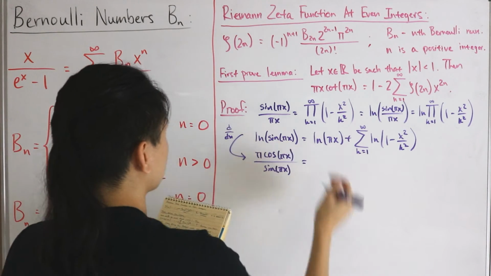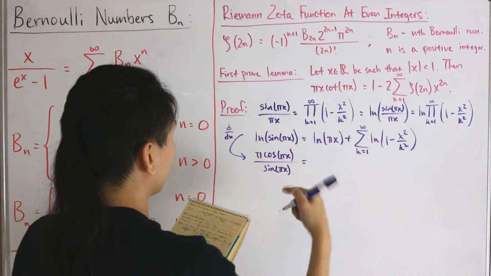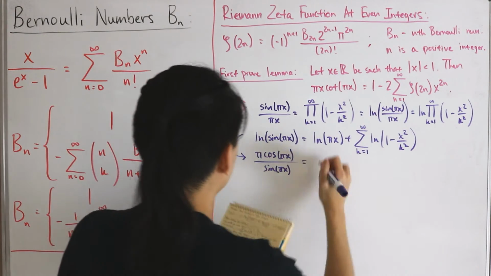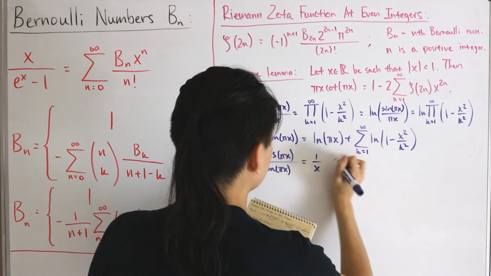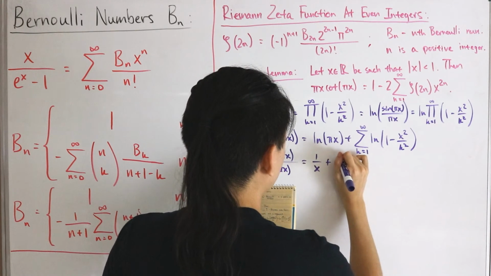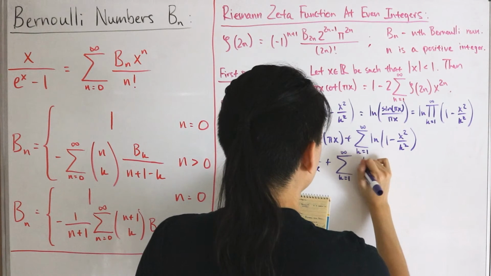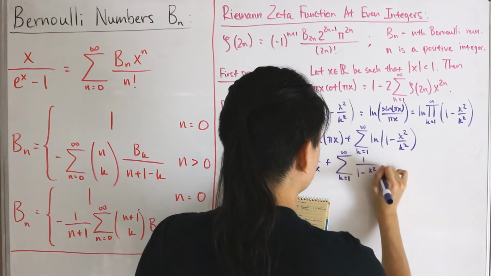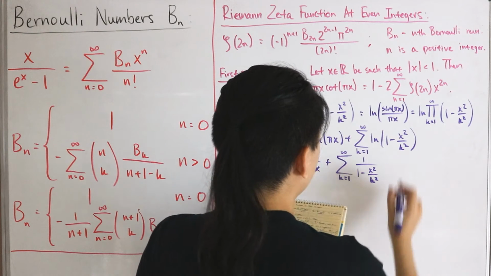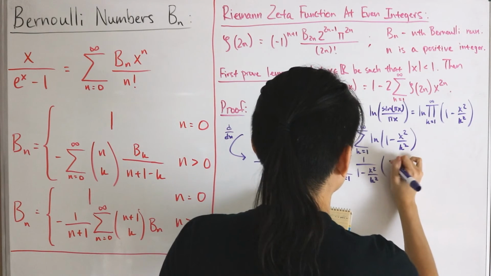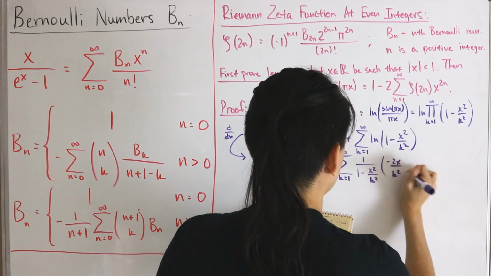So taking the derivative of this one, this is actually just going to be 1 over pi x, then times the derivative inside, which is just pi. Pi's will cancel, so it's just 1 over x. And then add this with, now the derivative of the infinite sum. K is equal to 1 of 1 divided by 1 subtract x squared divided by k squared. And then take the derivative of the inside, which is just multiplied with negative 2x divided by k squared.